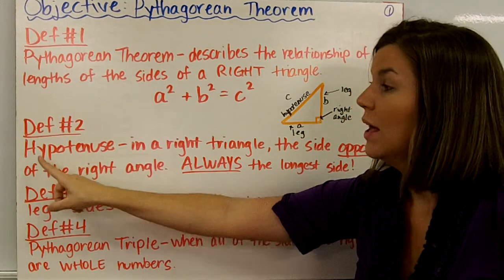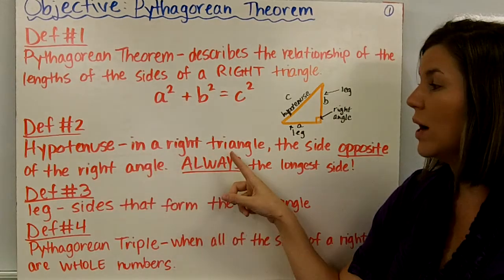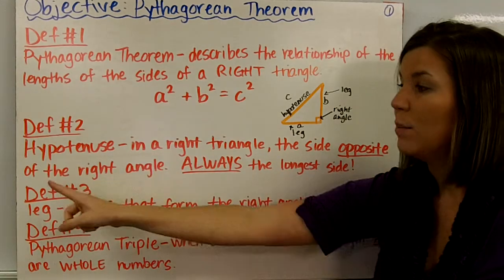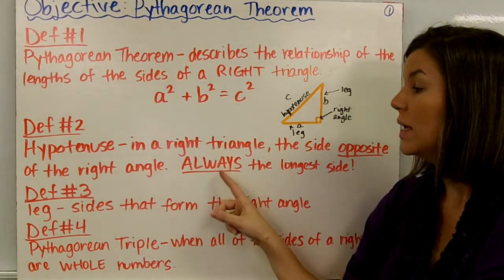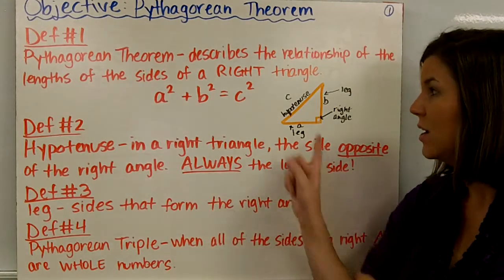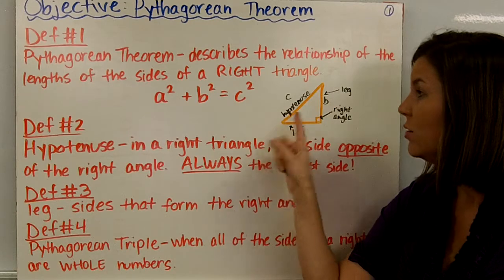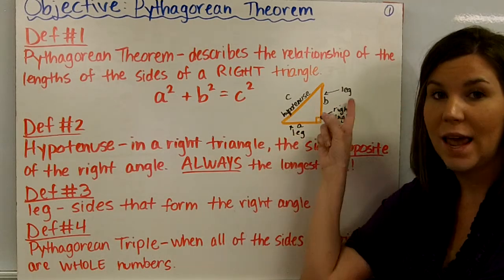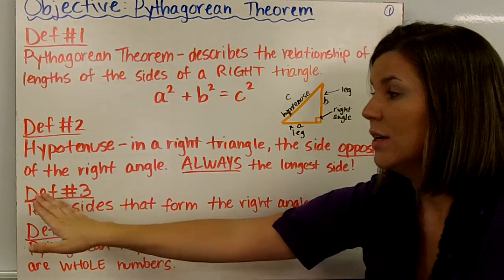Definition number 2, the hypotenuse. In a right triangle, the side opposite of the right angle is always the longest side. So in this picture, the hypotenuse is longer than sides A and B, than both the legs.